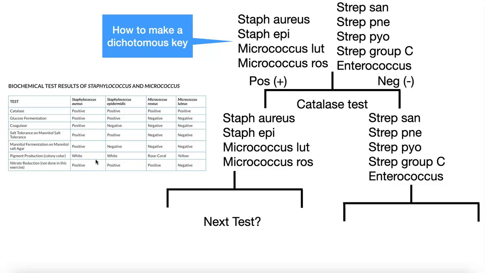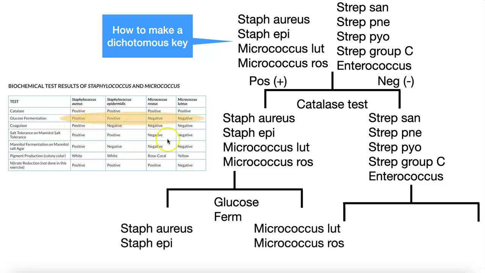And if not, you can ask questions in lab. And that is just looking at the glucose fermentation test. So that's this row right here. If you look, of these 4, 2 are positive and 2 are negative. This is for the glucose test. So if you did a catalase test and it's positive, you know you have one of these 4.